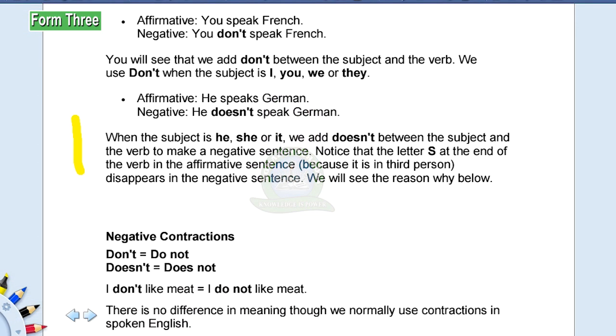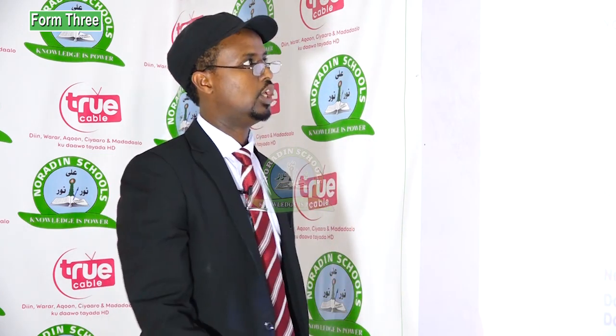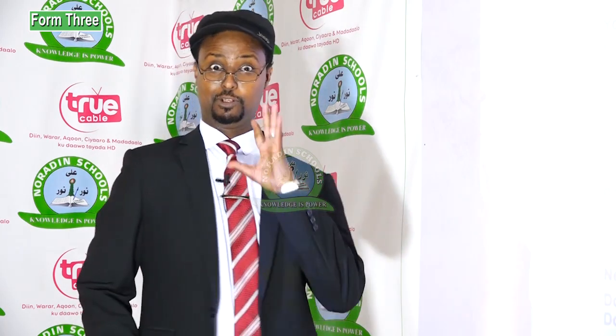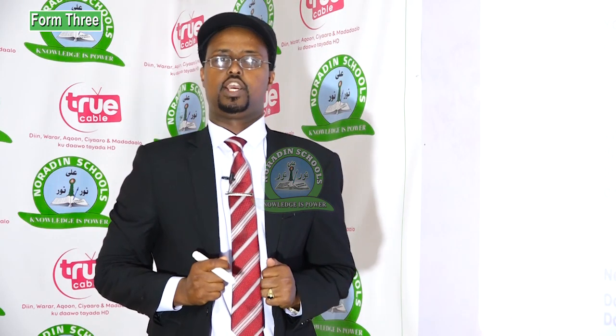This is the affirmative form. You speak English, you speak French, you speak Somali. I speak Somali, you speak Somali. We all speak Somali, but we also speak English. We speak Arabic, alhamdulillah. We can speak Arabic, but I don't speak that much Arabic. I speak a little Arabic. You don't speak French. I don't speak French, but I'm trying, inshallah, to learn.